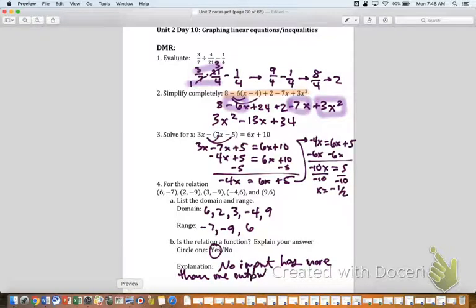Anybody word it a little differently? You feel good about it? Yeah, Kyrie? I said all inputs have their own output. Yeah, there you go. Or exactly one output. Sure, yeah, that works. Anybody else? Got a little different wording there? Okay, fantastic. Any questions overall on the whole thing?